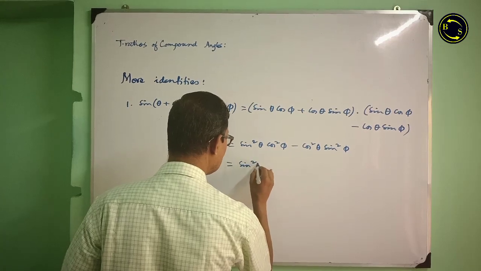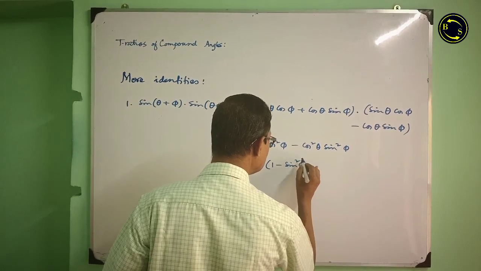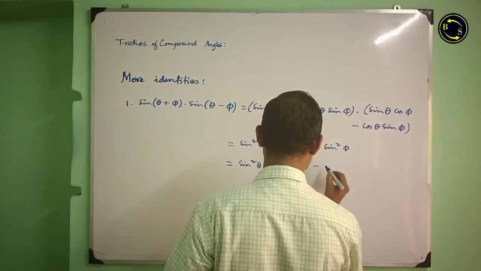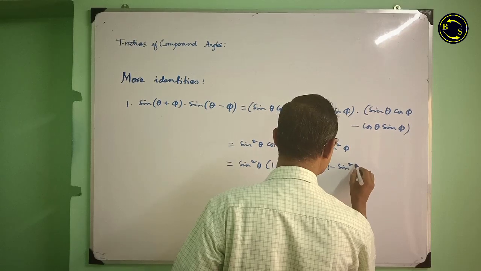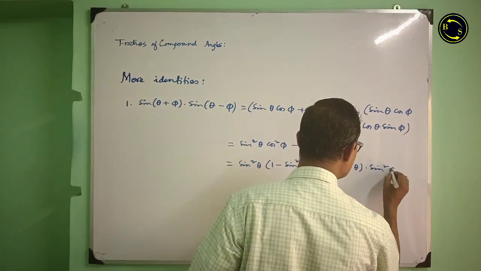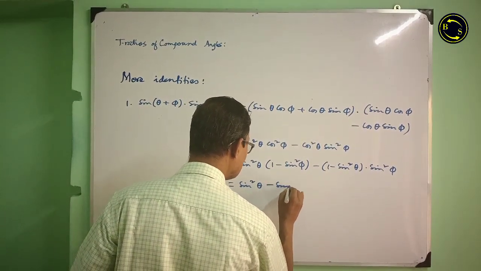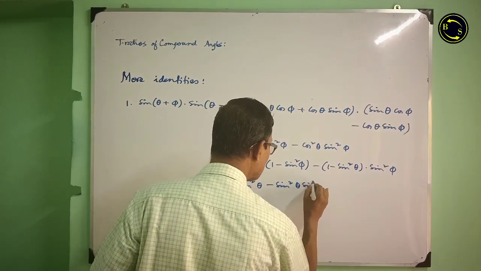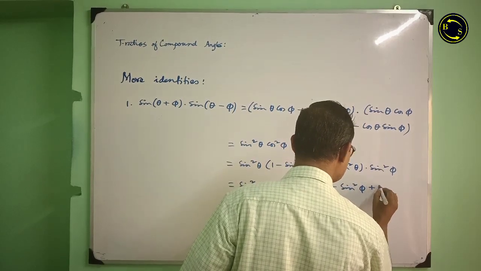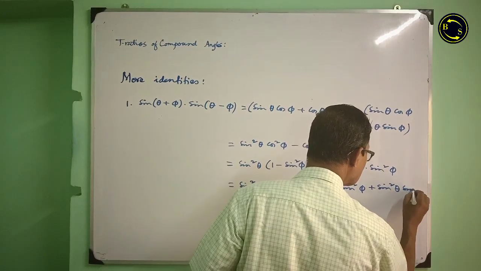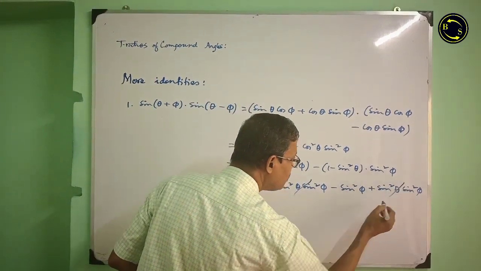Sin square theta into 1 minus sin square phi, minus 1 minus sin square theta into sin square phi, and we simplify, it will be sin square theta minus sin square theta sin square phi minus sin square phi plus sin square theta sin square phi. You see, these two will be cancelled.